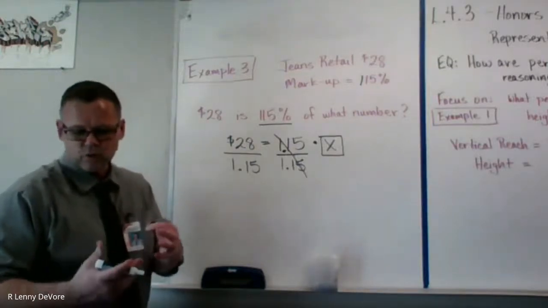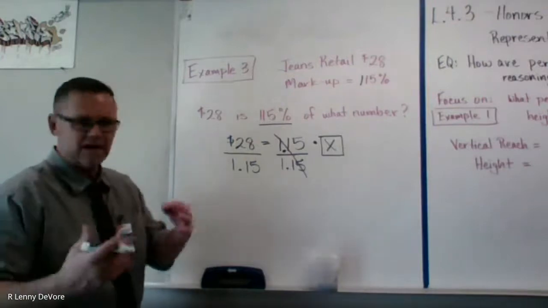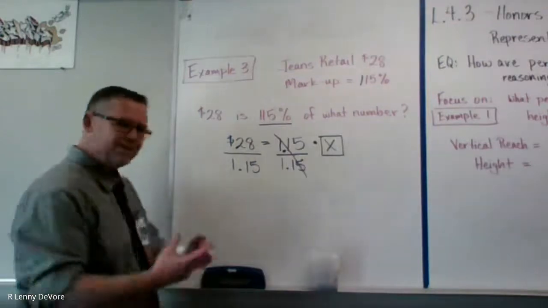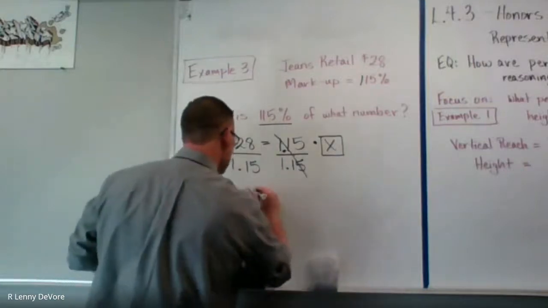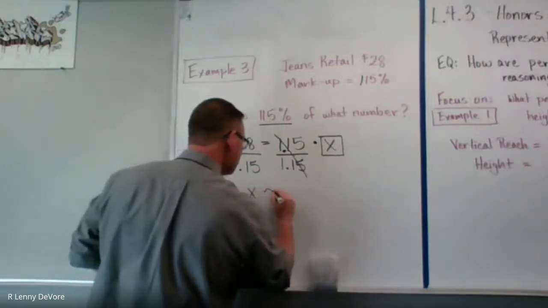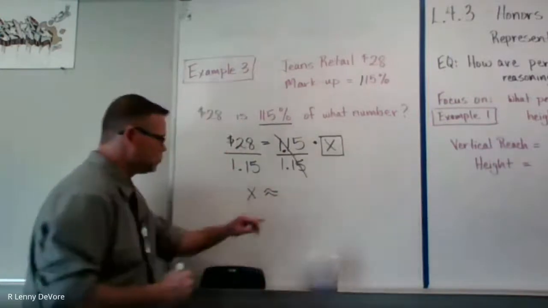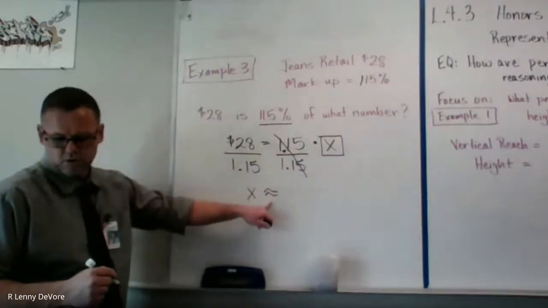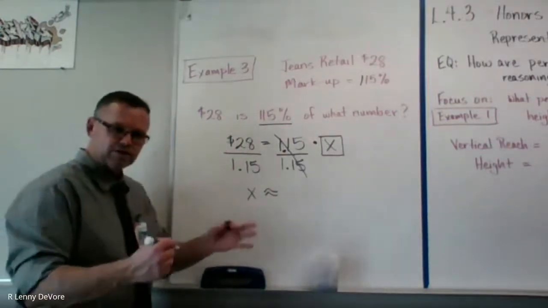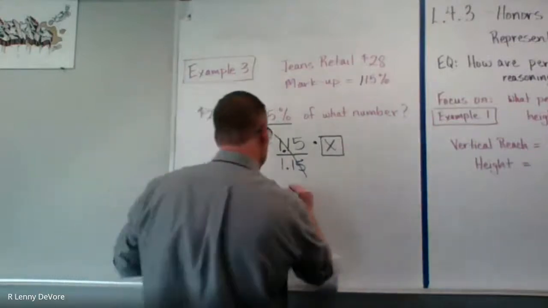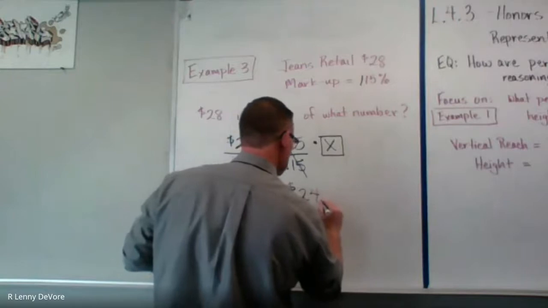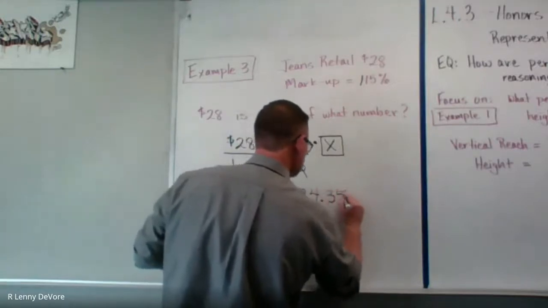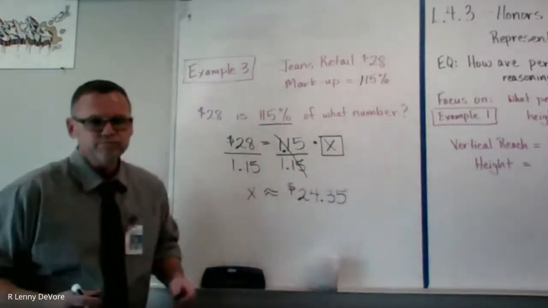It's like 24.347982. Okay, but we need to remember that we're dealing with money. So when I do this, x is approximately equal to, see, I do the approximately equal to, and I round it to the nearest cent. So it is $24.35.